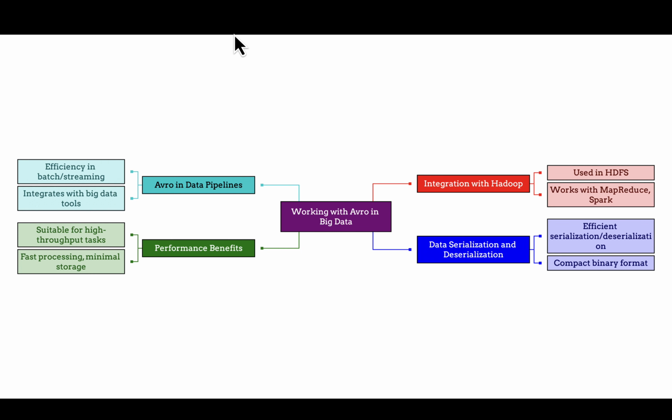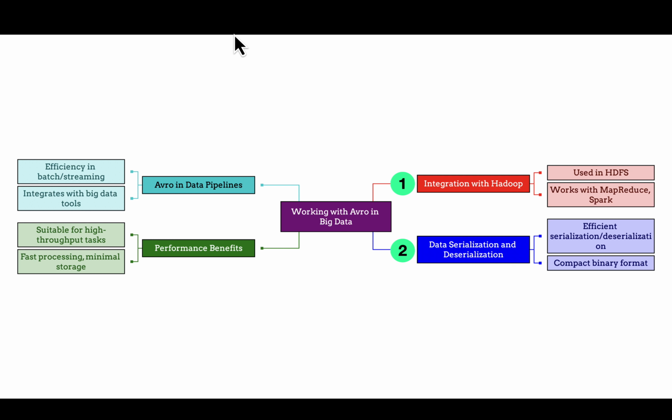Working with Avro in big data. 1. Integration with Hadoop. Avro integrates seamlessly with the Hadoop ecosystem. It is commonly used as the data serialization format for data stored in HDFS and processed with MapReduce, Spark, and other Hadoop-related technologies.